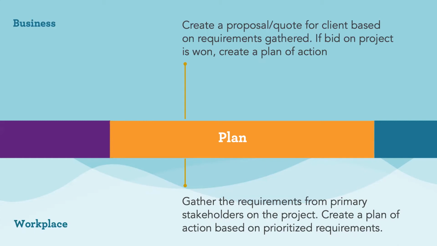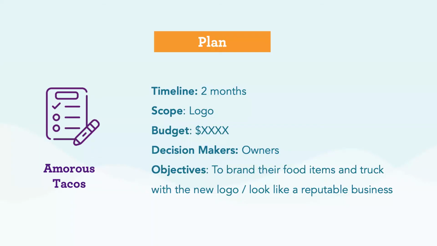So again, let's see our real world example. The client that I'm working with is called Amoris Tacos. They've got a timeline. They want to launch their business in 3 months, but I'm going to say that the timeline for the project is going to be 2, because they may want to use that logo to print out some things or produce some stuff before that third month comes along. So we want to have some time to plan that out.